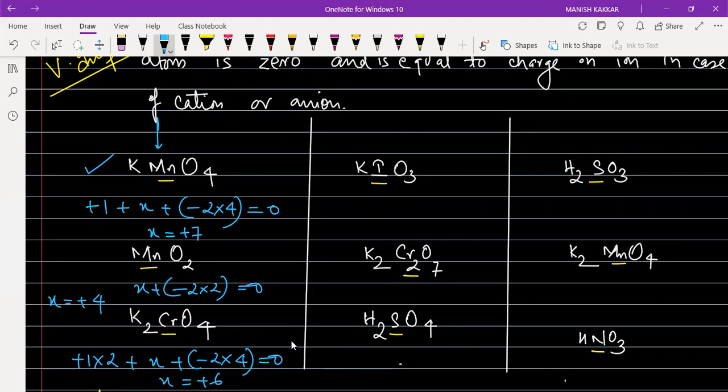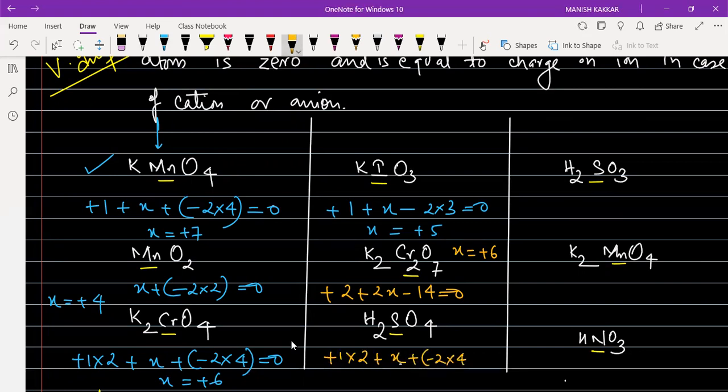In case of KIO3, it is +1, iodine is x, it is -2 into 3 is equal to 0. So iodine कौन सी state में आ रही है? It is +5. For K2Cr2O7, it will be +2 plus 2x minus 14 equal to 0. तो यहाँ से chromium का oxidation number जो आएगा that will be +6. For sulfuric acid, it will be +1 into 2 plus x plus -2 into 4, that is equal to 0. Therefore, x will come out to be equal to +6 oxidation number.